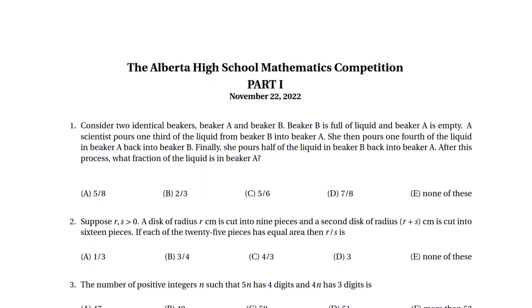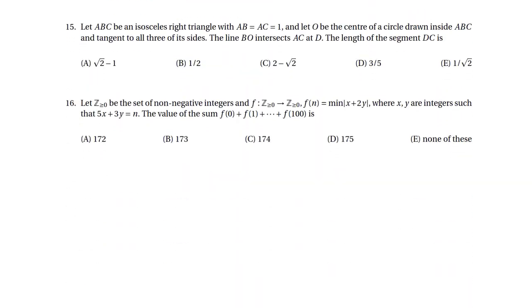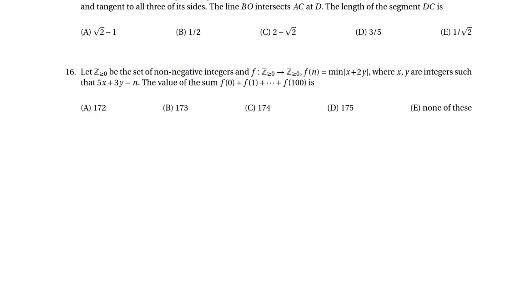2022 part 1. Let's solve last problem here. It says let Z greater than or equal to 0 be the set of non-negative integers, and f is from non-negative integers to non-negative integers. F of n equals minimum of absolute value of x plus 2y, where x and y are integers such that 5x plus 3y equals n. The value of the sum f of 0 plus f of 1 to f of 100 is what?